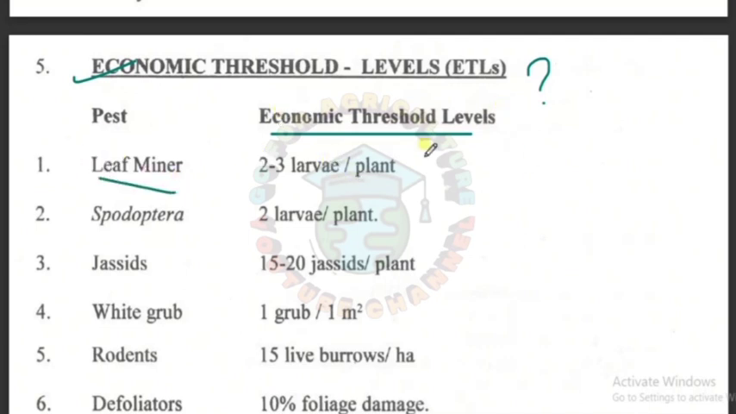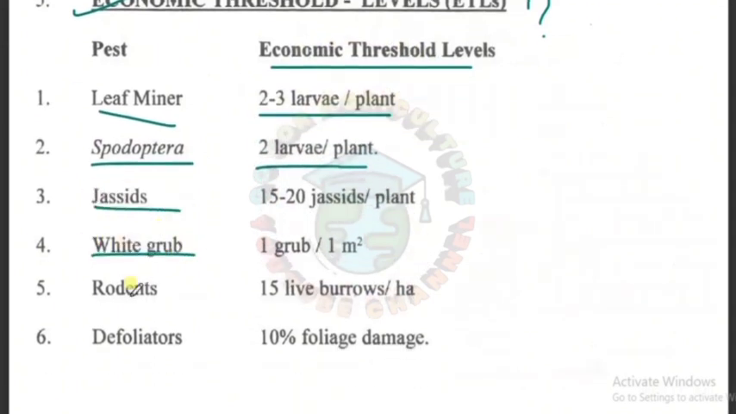For example, suppose there is leaf miner. When you do the observation or the pest monitoring, you find that there are 2 to 3 larvae on every plant. There are 2 to 3 larvae of leaf miner. So if you get to know there are 2 to 3 larvae, it means you should start the management. You should start applying the integrated pest management strategies. Similarly, in case of Spodoptera, if there are 2 larvae per plant, you should start doing the integrated pest management strategies. Similarly for jassids, white grub, rodents, defoliators.